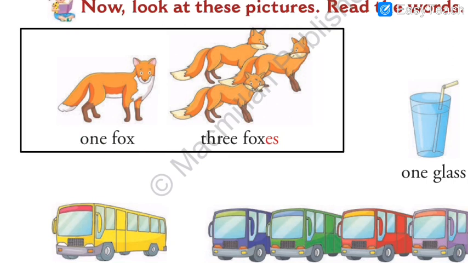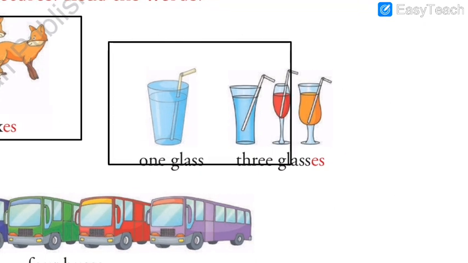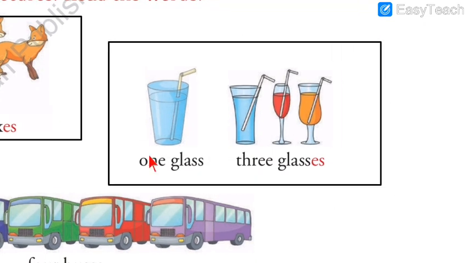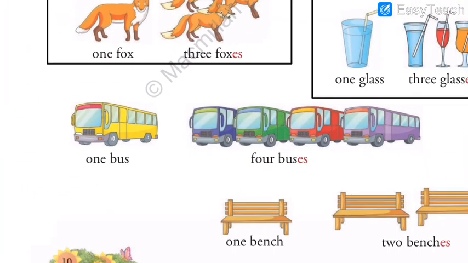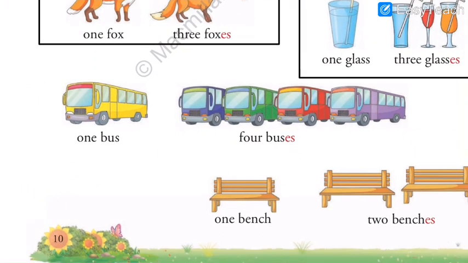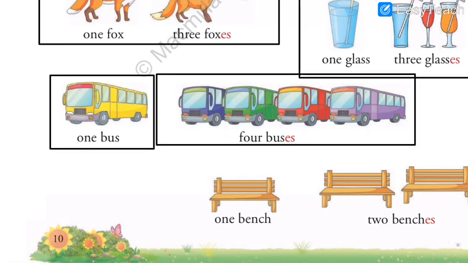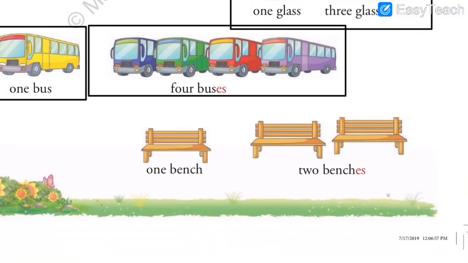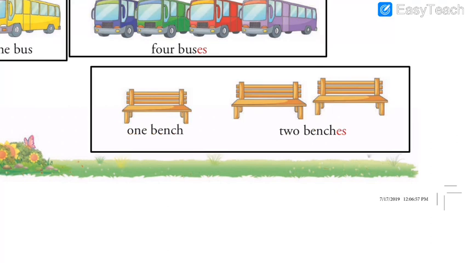1 fox, 3 foxes. Just see the highlighted es. The same with, if you bring the photo of glass, here if you can see, my dear students, 1 glass, 3 glasses. Correct? The same thing is going to happen here. 1 bus, 4 buses. Now students, if you observe the same thing here, 1 bench and 2 benches.